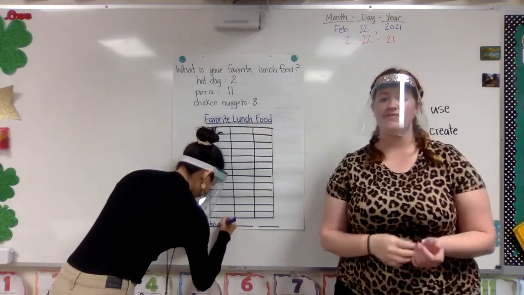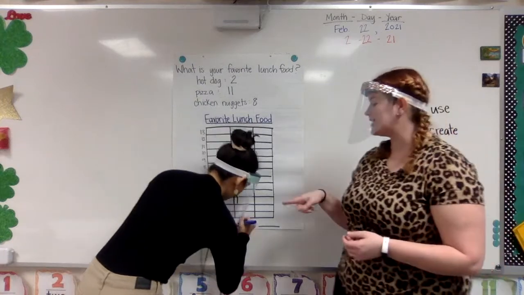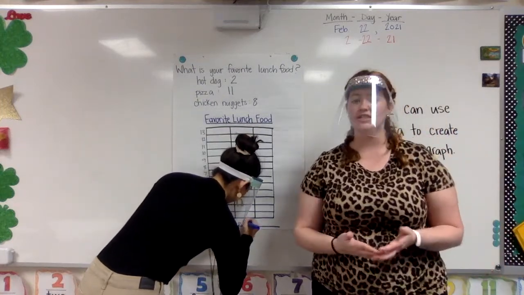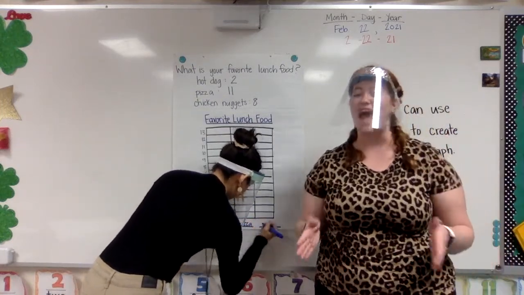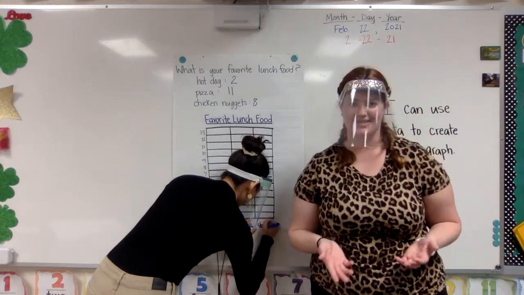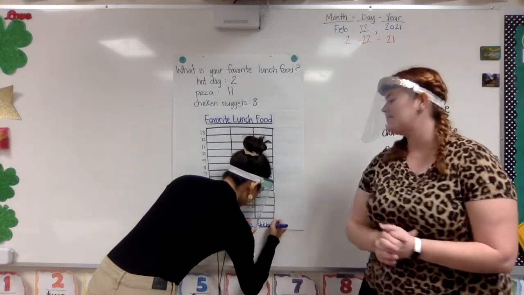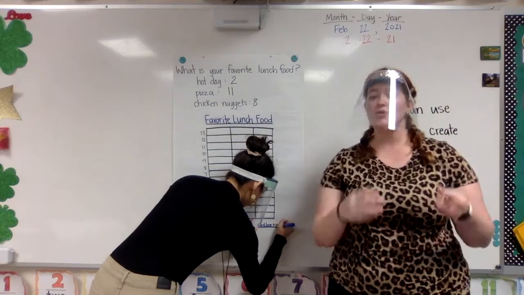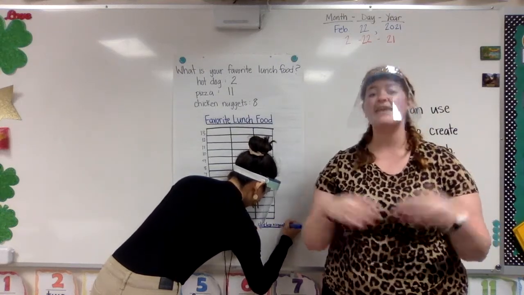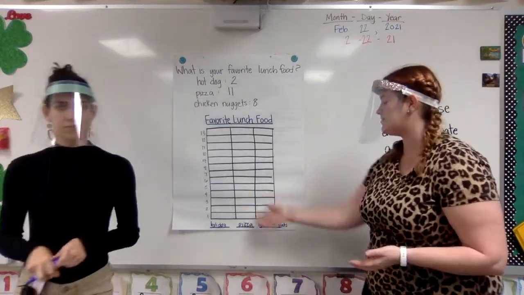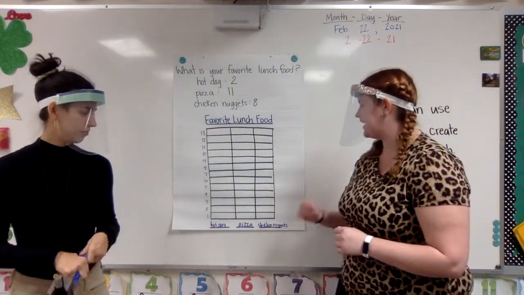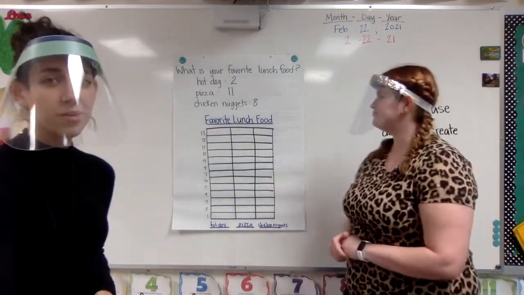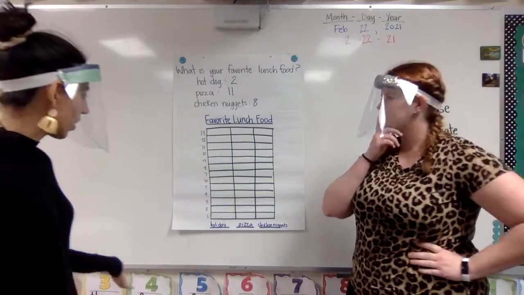The first choice I gave them was a hot dog. So we're going to label that one or make that our first category. So I know when I look at that column, that's my hot dog data. Then I have pizza, and then I have chicken nuggets. Those were the 3 choices that I gave when I was taking my survey. So those are going to be my categories. Hot dog, pizza, and chicken nuggets. Okay, now we have to fill in our data.